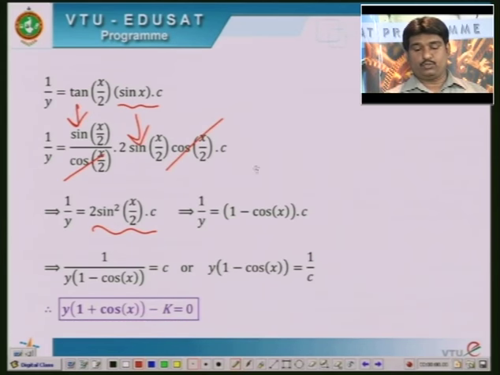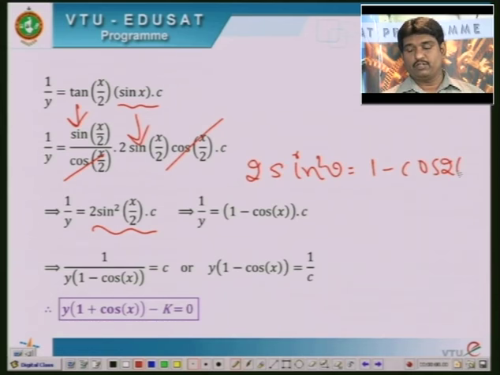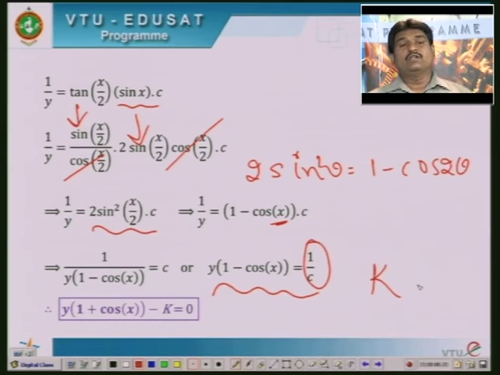And you know that 2 sine square theta equals 1 minus cos 2 theta. Here theta is x by 2, so 2 theta is x. Therefore, 1 by y becomes 1 minus cos x into c. Cross multiply, it is 1 by y into 1 minus cos x equal to c, or after simplification you get y into 1 minus cos x equals 1 by c. I will take this 1 by c as k. It is y into 1 plus cos x minus k equal to 0.